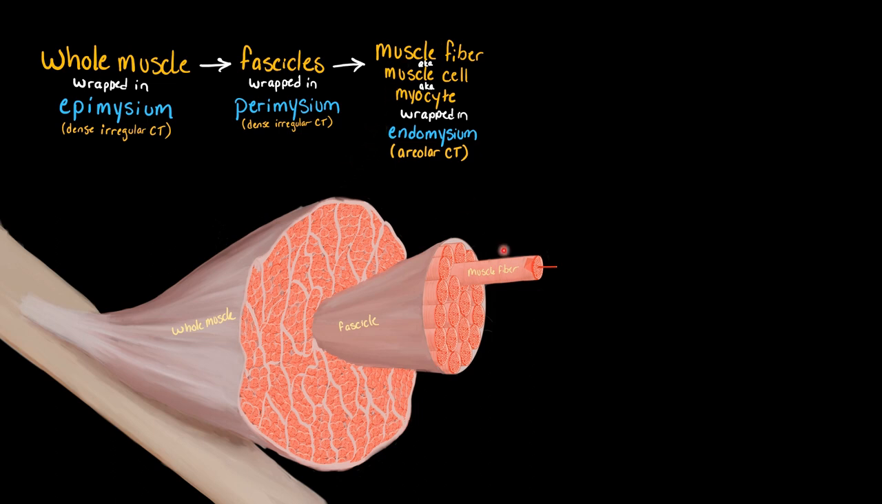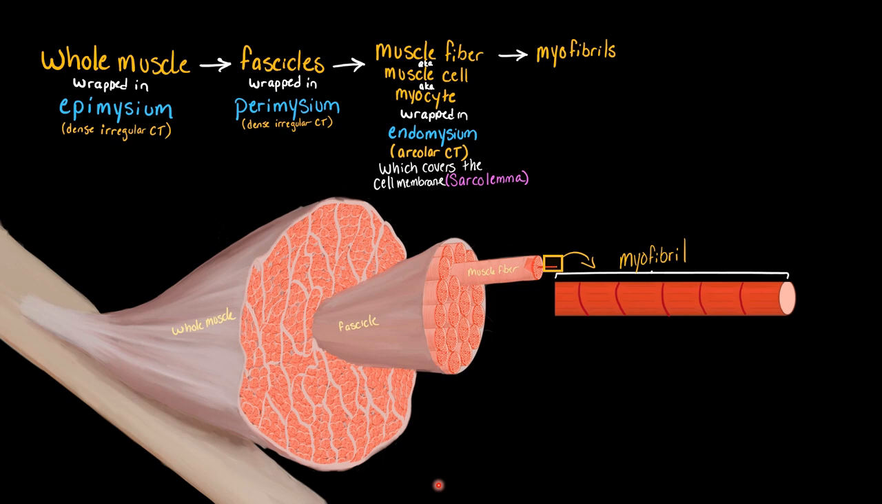All right, now because these muscle fibers are cells, underneath the layer of connective tissue, underneath the endomysium, is going to be the cell membrane. In the muscle, we call the cell membrane the sarcolemma. And then in every muscle fiber, we once again have even smaller rods. Those rods are the myofibrils.